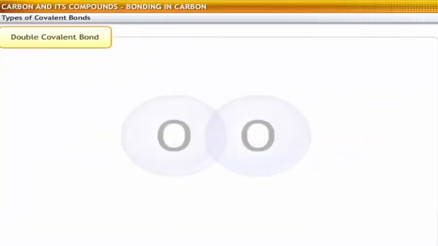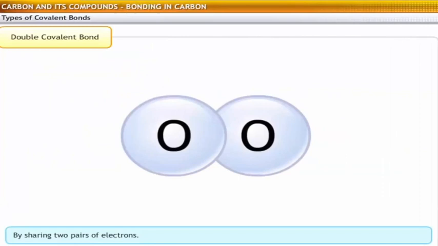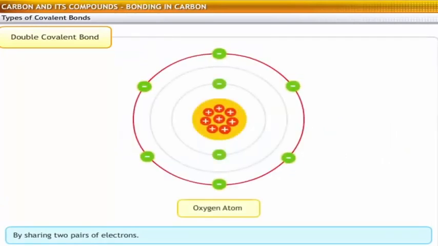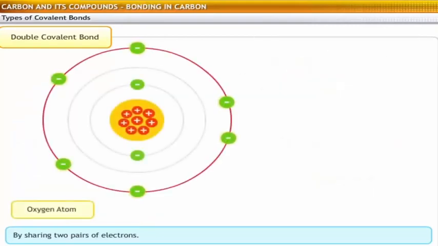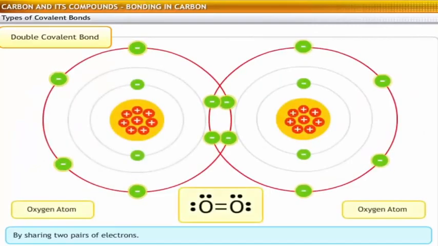Considering the example of oxygen, let's see the formation of a double covalent bond. The atomic number of oxygen is 8, and it requires 2 electrons to achieve the nearest stable inert gas configuration, which is neon. To achieve this, 2 oxygen atoms contribute 2 unpaired electrons to produce 2 bond pairs. Thus, they share these 2 electron pairs to form a double bond or dicovalent bonds.